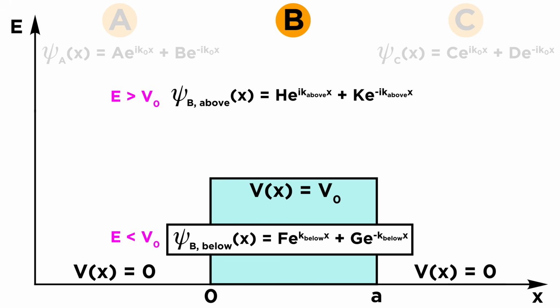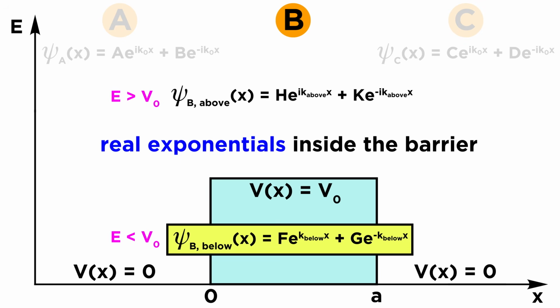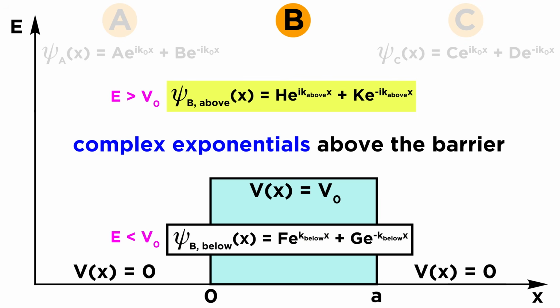So just to reiterate what we did for region B of this diagram, we used real exponentials inside the barrier because we expect a decay of the wave function and a low value for the probability density function, since this is a barrier. But above the barrier, we used complex exponentials because here we expect a free, non-decaying wave function, just like in the other regions.